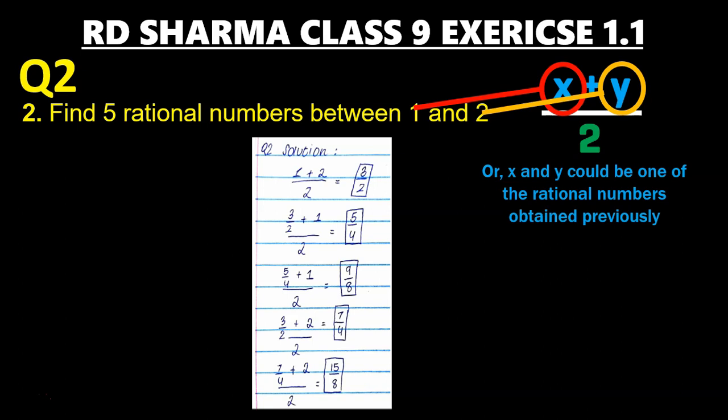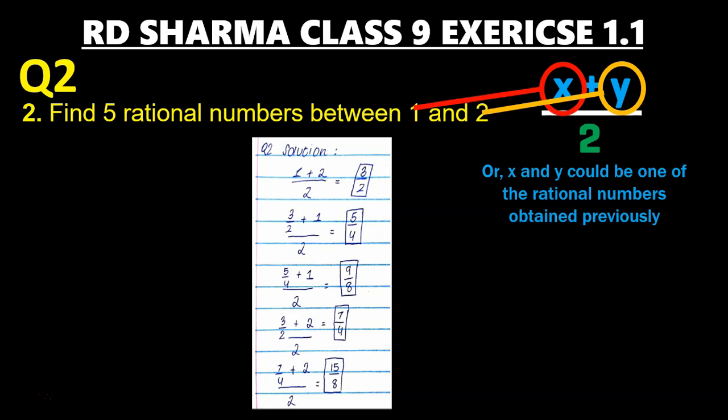So here's the solutions written down over here. In order to obtain the 3 by 2, we did 1 plus 2 by 2. 1 is x and 2 is y. We added both of these, divided by 2, and we got 3 by 2. 3 by 2 is a rational number in between 1 and 2.